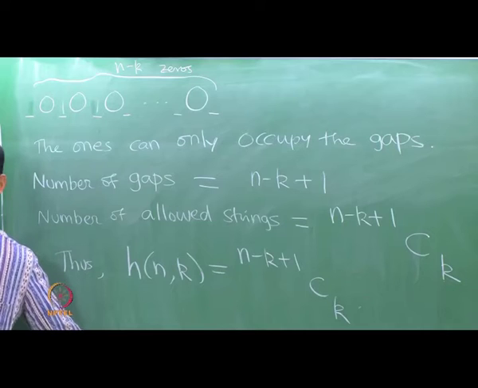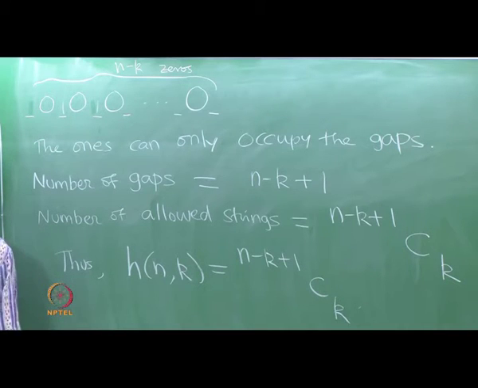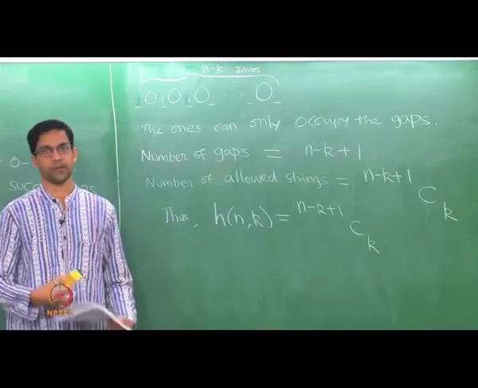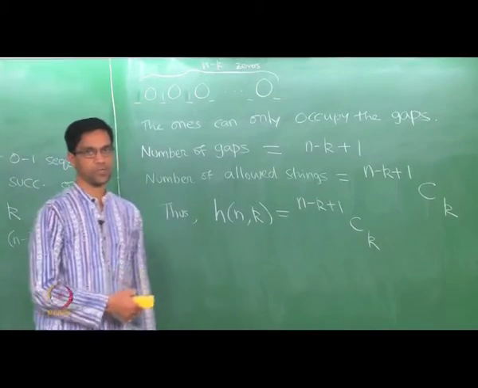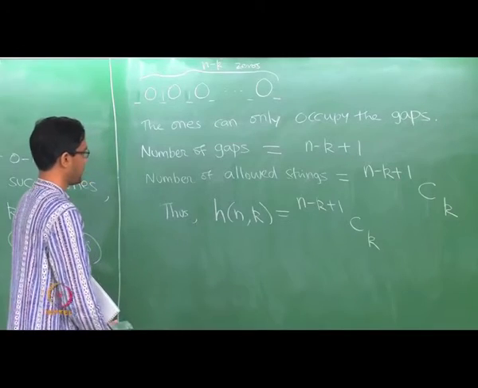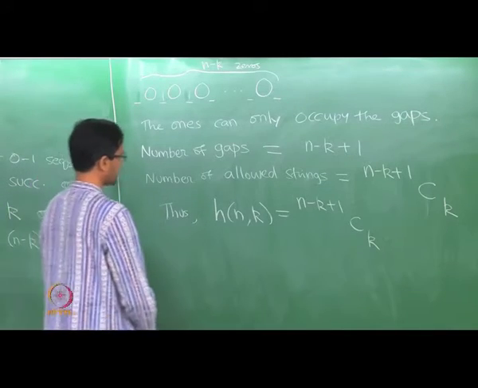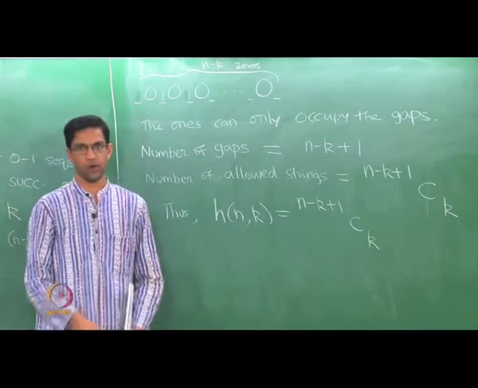Okay. So what you have is the number h of n comma k is exactly given by n minus k plus 1 choose k. Right? These are the number of ways of picking k gaps out of the total number of gaps. And so what does this give us? Well, firstly, that this problem is easier to solve.